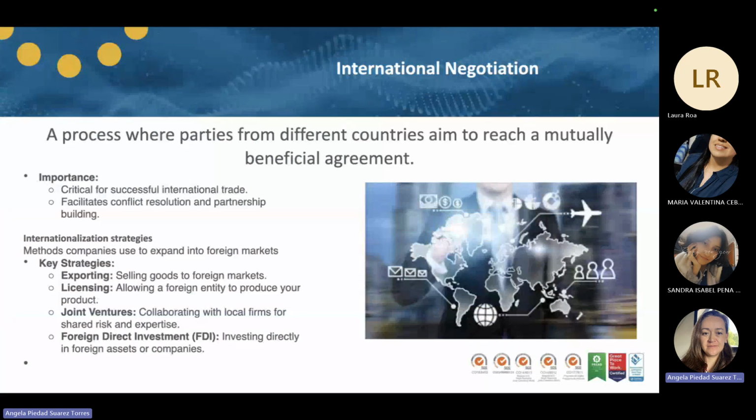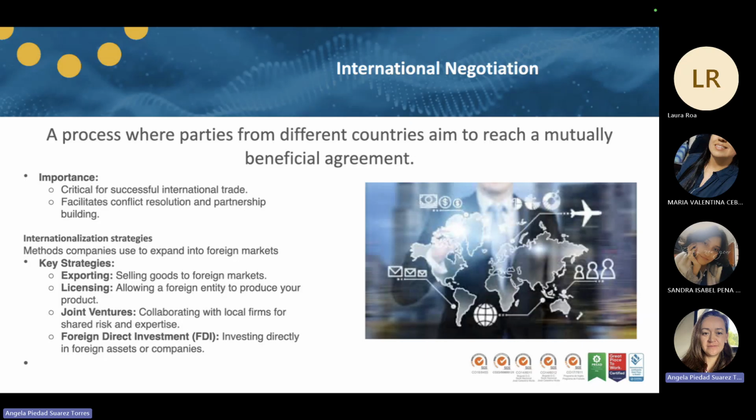know what's going on. First of all, we talk about international negotiation. International negotiation is a process where different parties from different countries aim to reach a mutually beneficial agreement. I think that we all are clear with these ideas. It is very important because it's critical for the success of international trade and also facilitates conflict resolution and partnership building.